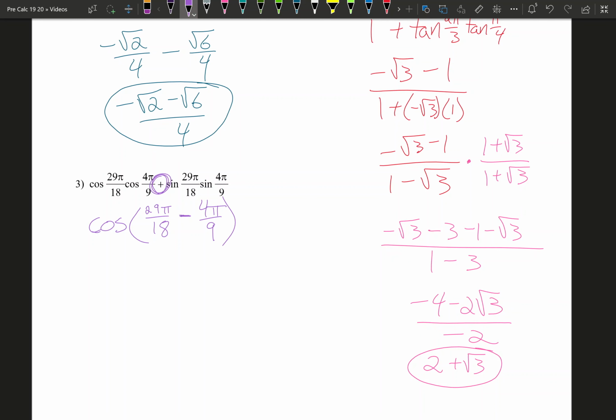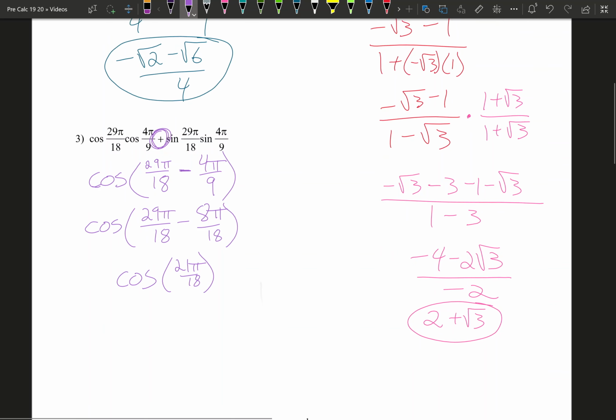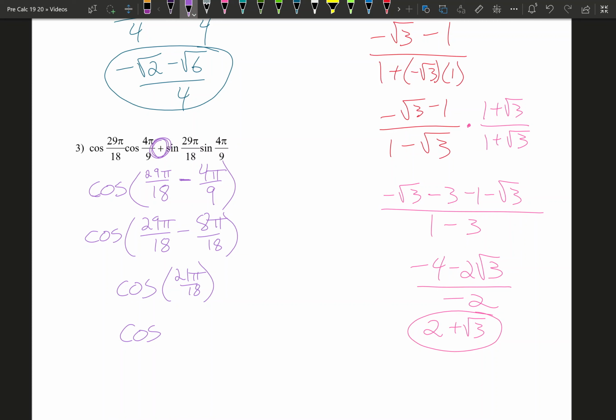In order to combine these, we will need a common denominator. So multiply 4 pi over 9 by 2 halves. So we've got minus 8 pi over 18. We can do that subtraction. 21 pi over 18. Let's simplify. We can factor out a 3. Well, look, cosine of 7 pi over 6. We know what that is. It is going to be negative square root of 3 over 2.